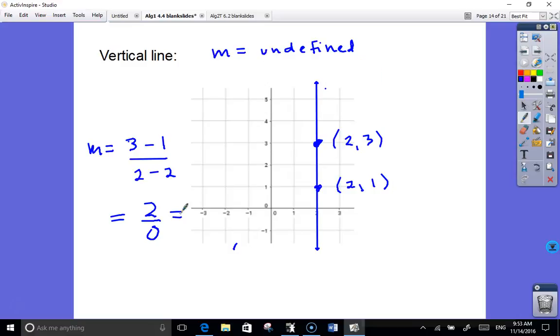Okay, what's the equation of this line? Remember, the last one was y equals 3. So what would this one be? X equals 2. The equation of the line.